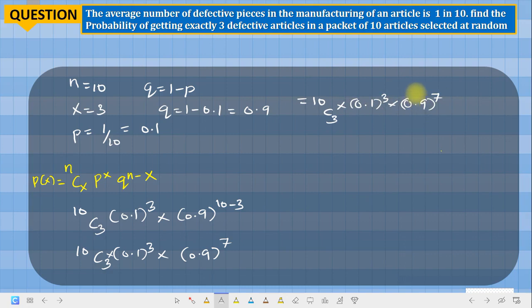Now, how do we provide the solution to this question? What will be our value after calculating this with your calculator? The answer we got for this is 0.057, and that's the answer to this question. So the probability of getting 3 defective balls is 0.057.